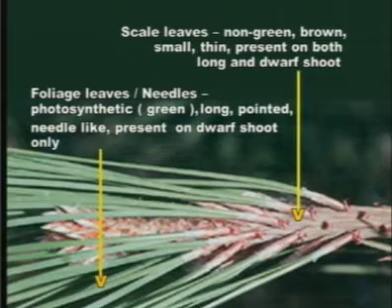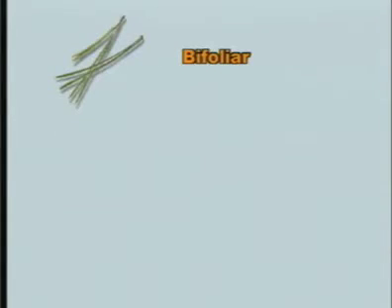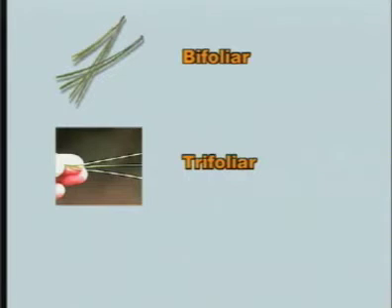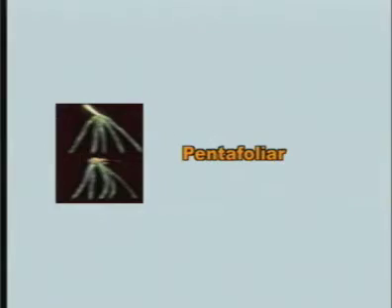They are pointed also. When we talk about the needles of Pinus with the dwarf shoot, it is known as spur. There are different types of spur in Pinus which are based on the number of needles found in it. Like if there is one needle in a spur, it is called unifoliar or monofoliar spur. If there are two needles, it is called bifoliar. With 3 needles, it is trifoliar, 4 is quadrifoliar, and 5 are pentafoliar spurs.